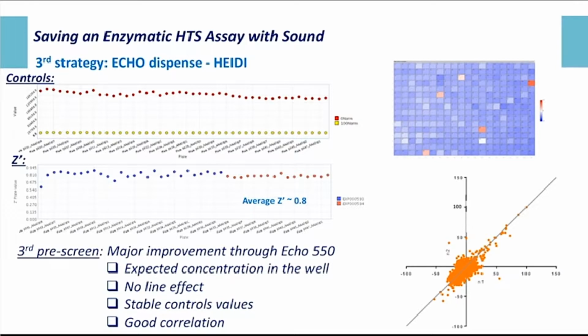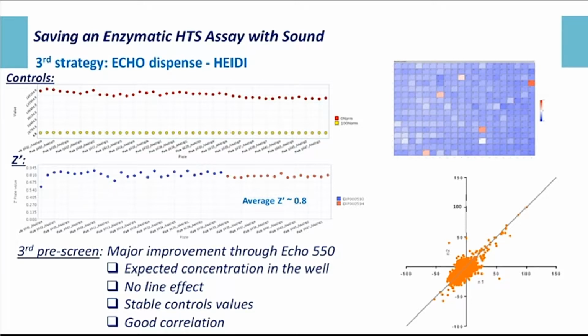For a robot that has been installed for less than 2 weeks, we were very happy about the result. Controls and Z prime were quite stable, and definitely the Echo 550 was a major improvement in the process. As we were dispensing the stock solution of substrate without any tips, we expected to have the right concentration of substrate in the well. And we didn't observe the line effect anymore. The compounds were stable, and we got a good correlation between N1 and N2. So we gave the go for the screening.